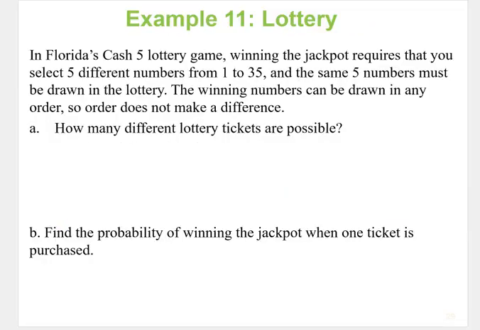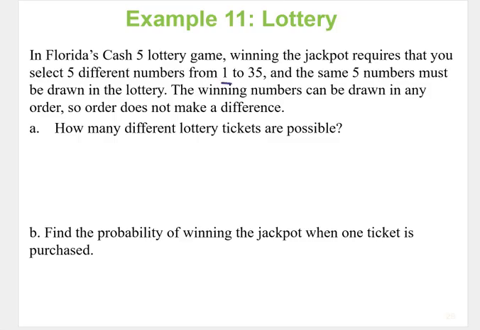All right, another place you can see this is the lottery. Florida's Cash 5 requires, if you win the jackpot, that you select 5 different numbers from 1 through 35, and the same 5 numbers must be drawn. Again, order doesn't matter, so this one is a combination. We just want our 5 numbers to get drawn. We don't care what number gets drawn first. So how many different lottery tickets are possible for every drawing?